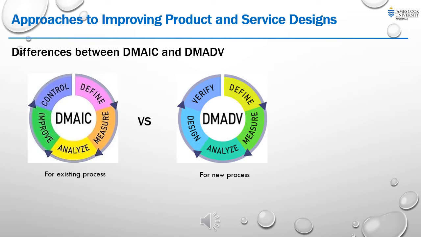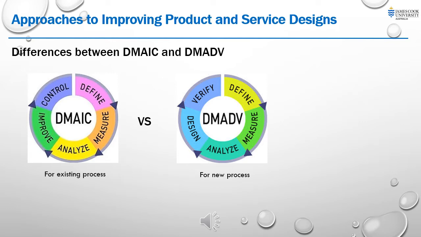So from here it is different from DMADV, where we're looking to improve. In the improve stage, the team develops and implements solutions to address the root cause of the problem identified in the previous stage. The team tests and validates the solution to ensure it is effective. And the final stage is control. The team develops a plan for monitoring and sustaining the improvement made to the process. The team also develops a plan for responding to any issues that may arise.